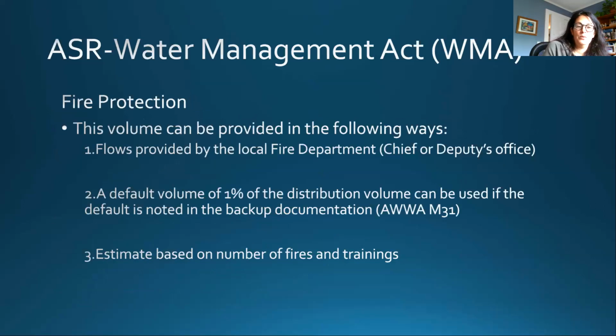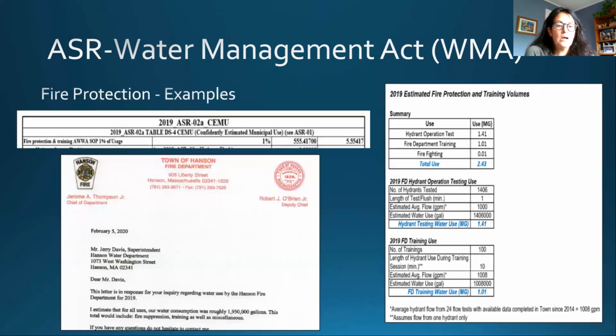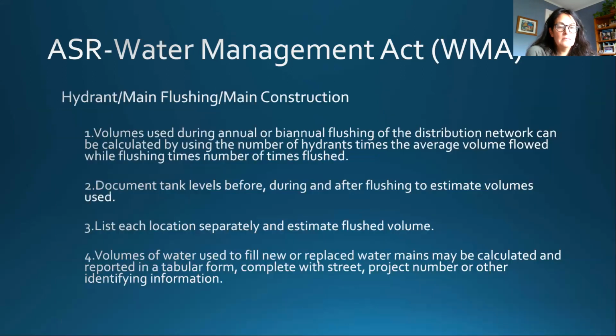So fire protection. We accept fire protection volumes in 3 ways. You can provide us a letter from your local fire department with an estimate of flows. You can use a 1% default volume of the distribution volume, or you can estimate the volume based on the number of fires and trainings. Next slide. So if you take a look here on the left, on the top, you see the 1% example. On the left, on the bottom is an example of a letter. And on the right is an estimate that's provided by the number of incidents of trainings, of fires, with an average flow and then a total flow. The next category is hydrant main flushing and main construction.